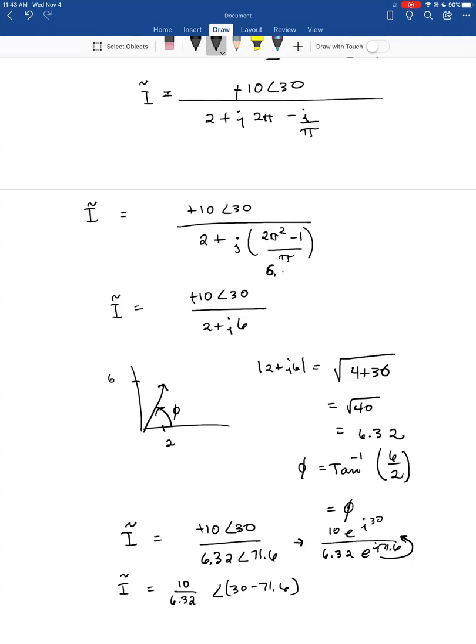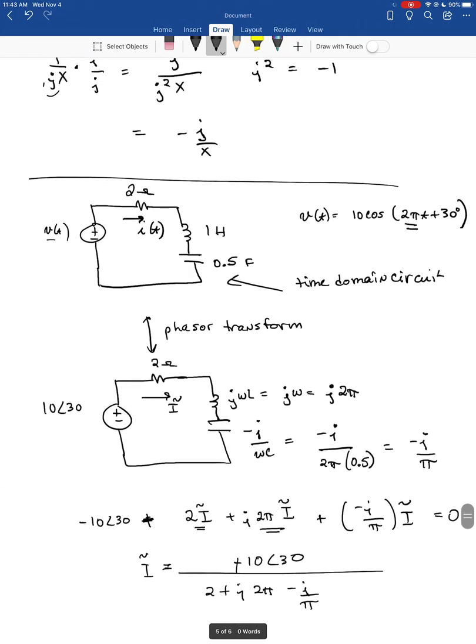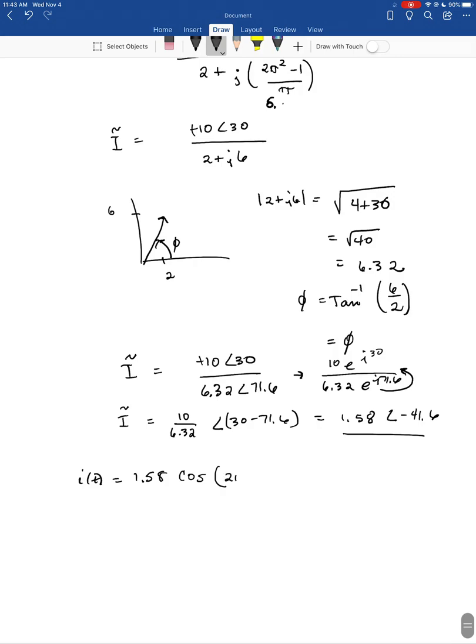All right, if we now do the actual calculation for the numbers, we've got 10 divided by 6.32, that's 1.58, so that is 1.58 angle minus 41.6. Okay, now all that we have remaining to do to get the current as a function of time is to do the inverse phasor transform. So I of t, take the magnitude, 1.58, cosine, omega is not going to change, so let's go back up and find what our omega was. It was 2 pi t minus 41.6 degrees.